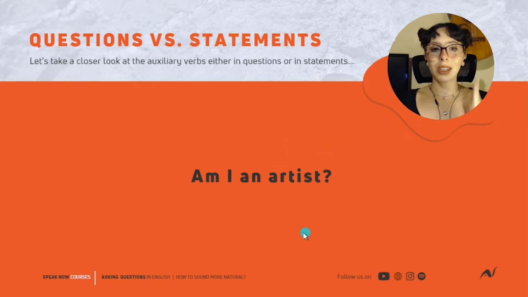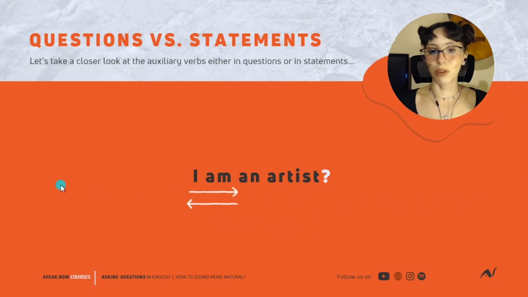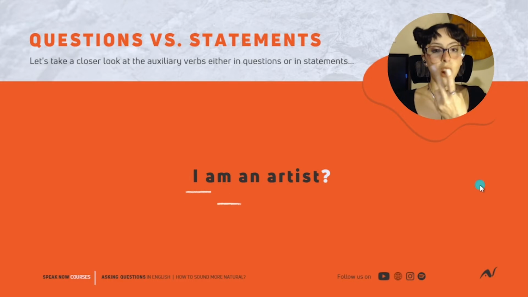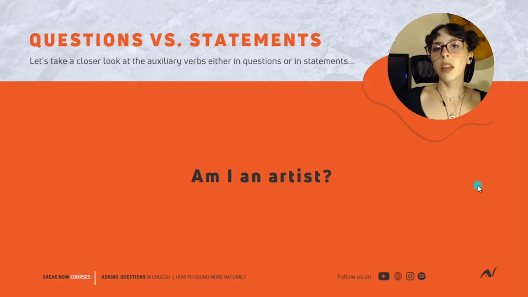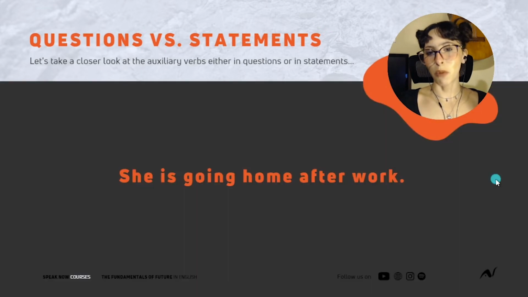Excellent. So this is the correct way to ask a question in English. So we transformed the statement into a question, not just by adding the question mark, but also by switching the order of the auxiliary verb to be and the subject I. Let's see some more examples to illustrate that.